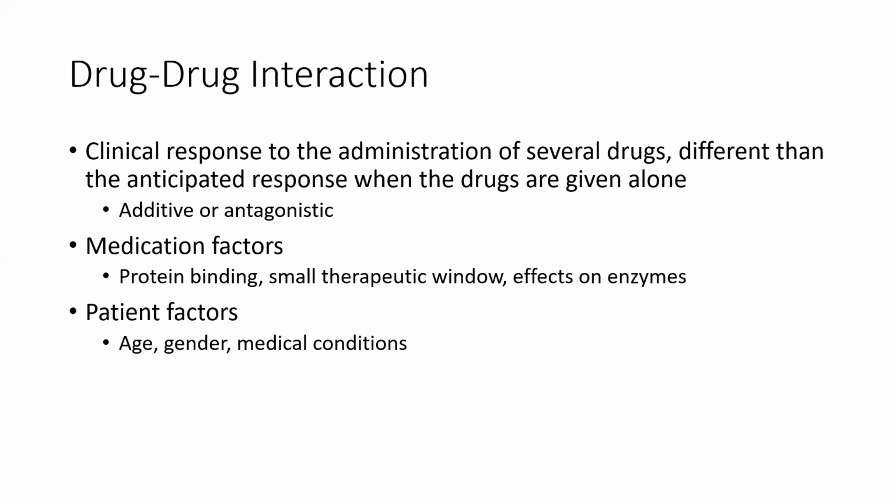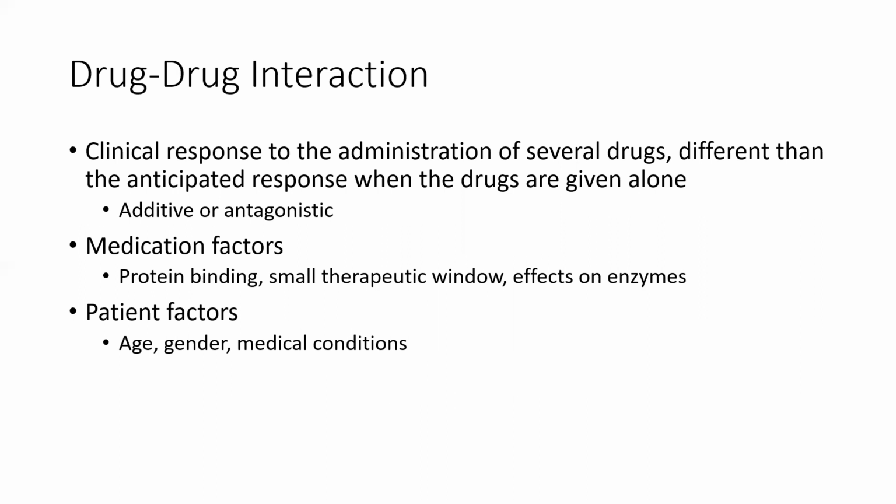But if you add 2 drugs, where one drug causes constipation and the other drug causes diarrhea, though both are opposite, they become antagonistic drugs. So we have to see whether the drugs are going to have an additive effect or an antagonistic effect. Next is medication factors: protein binding, small therapeutic window, effects on enzymes.